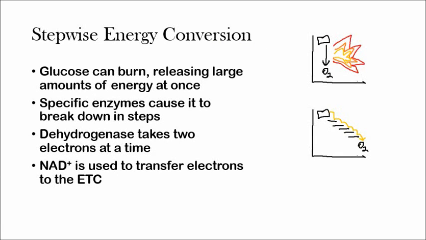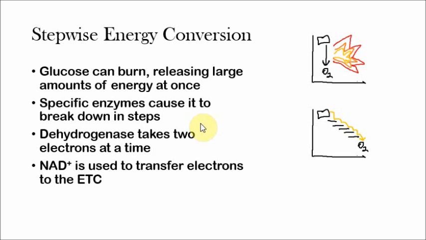Now, glycolysis is actually one example of a redox reaction. It's very similar to burning or combustion. In fact, glucose can burn, and in doing so it releases large amounts of energy all at once. The problem with this is that the cell can't control this energy. It's too sudden, too instantaneous. Instead of burning it all at once, the cell converts this energy in a stepwise manner. In other words, specific enzymes cause the glucose to break down in steps. By splitting this energy up into small increments, it allows the cell to harness it to produce its energy.